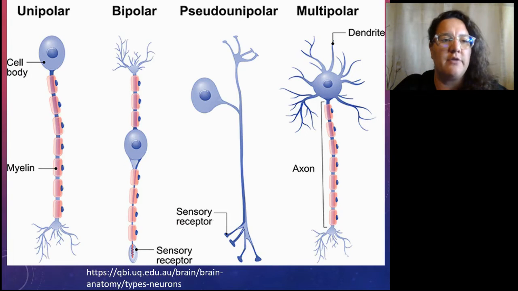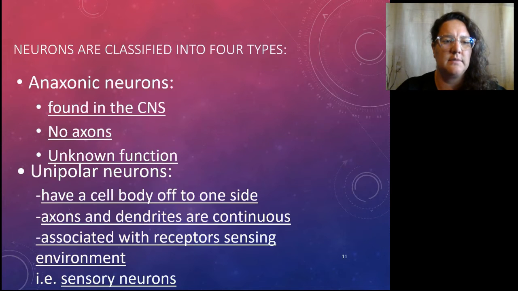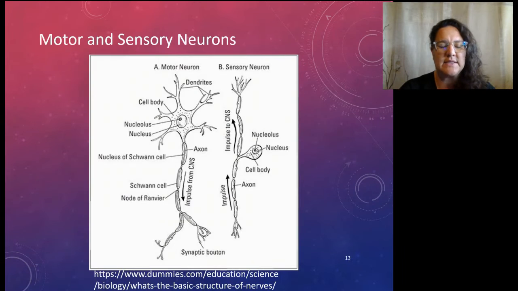Here we see all four different types of neurons: the unipolar, the bipolar, the multipolar, and the pseudopolar, which we called anaxonic neurons.